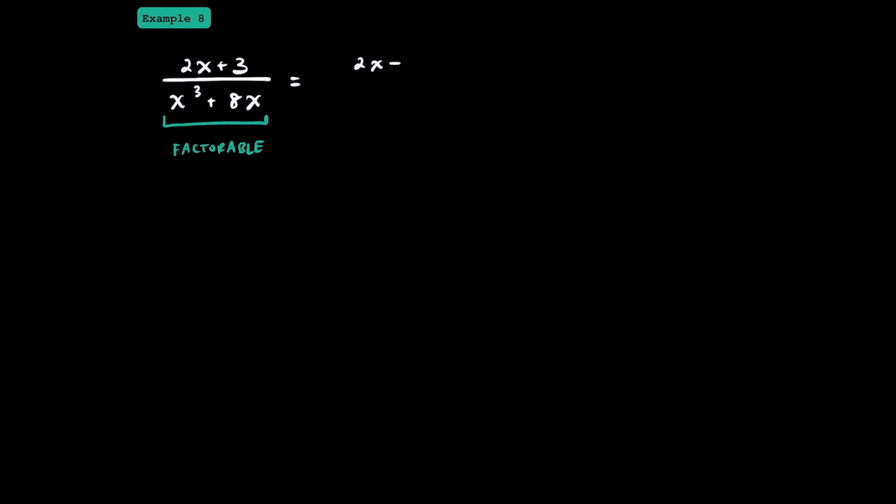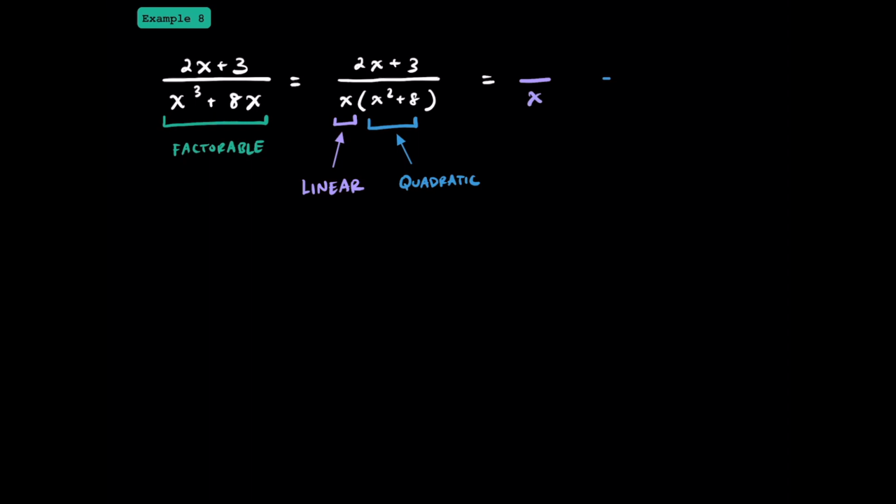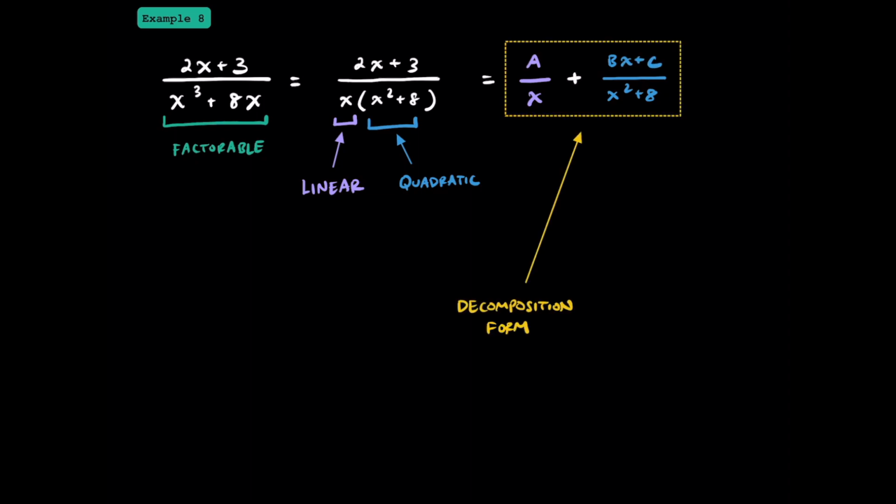Here's example 8. Since our denominator is factorable, we're going to rewrite this as 2x plus 3 over x times the quantity x squared plus 8. Now that we've factored, we have a linear factor of x and a quadratic factor of x squared plus 8. Since x squared plus 8 isn't factorable, we're just going to leave it alone. Our two partial fractions are going to have a denominator of x and a denominator of x squared plus 8. Since x is linear, we're going to have an A on top, and since x squared plus 8 is quadratic, we're going to write Bx plus C in the numerator. The sum of these partial fractions gets us our decomposition form.